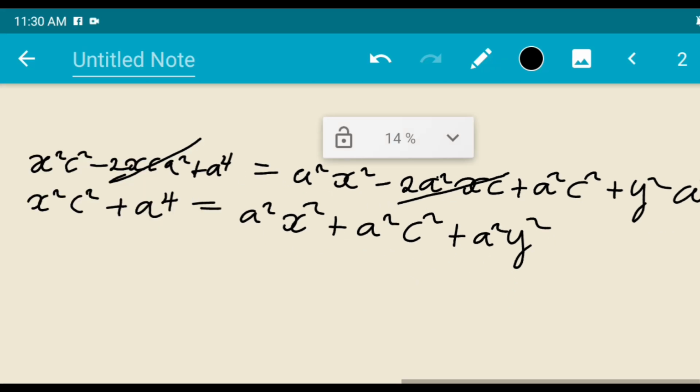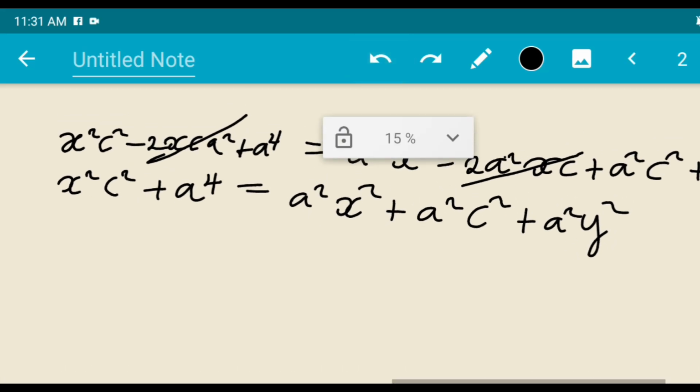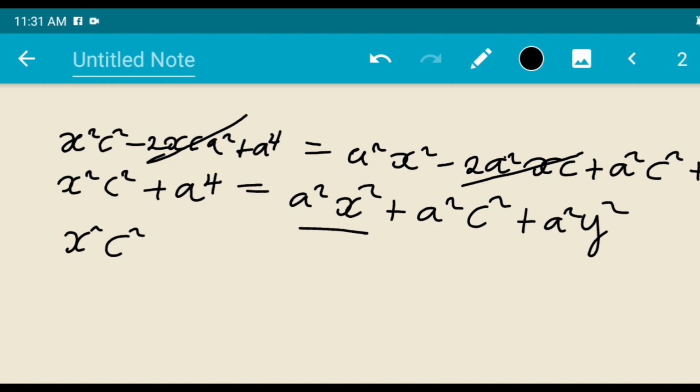Now let's take everything that has x and y to the right. Everything that has x and y to the right, let's take it. So this will be x squared, this will remain where it is, c squared. Then let's see what has an x. This has an x, so it will go to the other side. So when we take it this side, what we're going to have is minus a squared x squared.